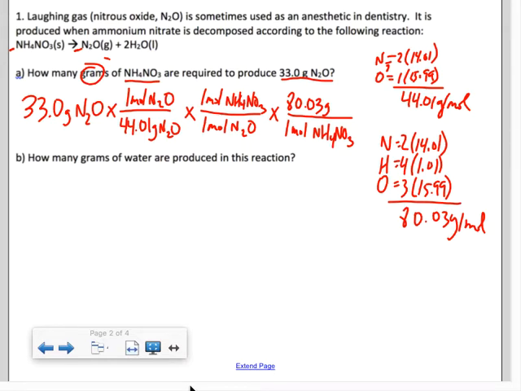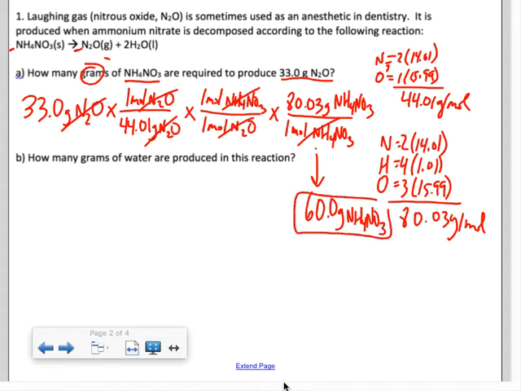So now I've set it up. I just have to punch it in the calculator to get the right answer. So 33 times 1 divided by 44 times 1 divided by 1 times 80 grams of, sorry, I should finish this. And you'll see that these units will cancel out, grams, grams, moles, moles, and I'm left with grams of NH4NO3. And my answer, and I'm just going to stick it right here because I'm out of space, around 60 grams of NH4NO3.